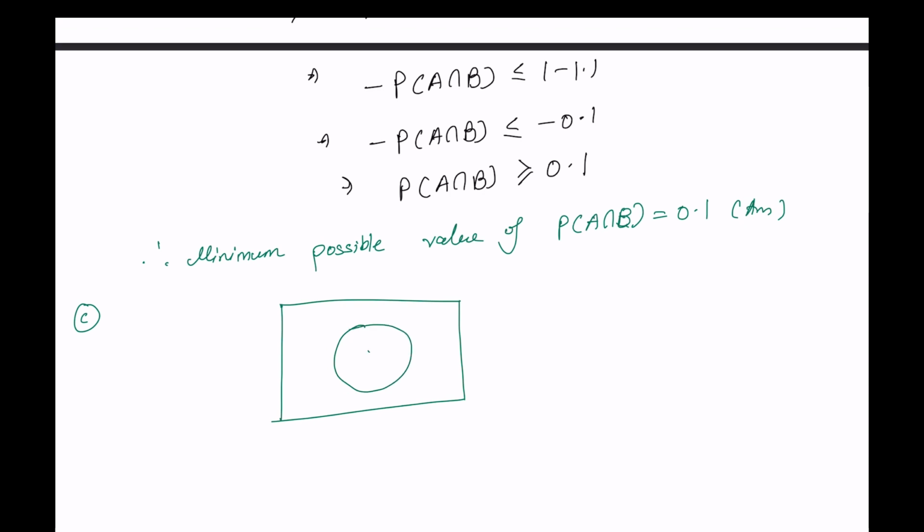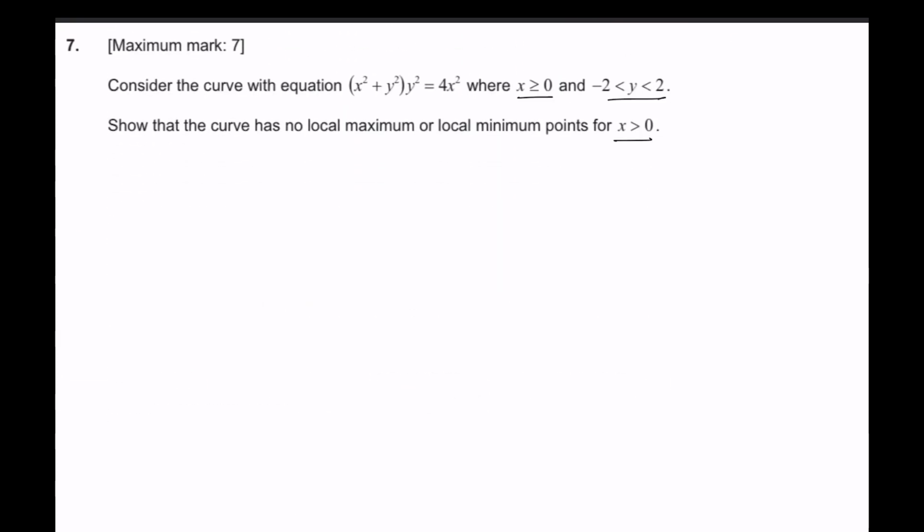So if this is B, A is here. In this case P(A intersection B) would be equal to P(A), which is 0.3. This is only possible when A lies inside B in the Venn diagram. Now moving on to the next part.